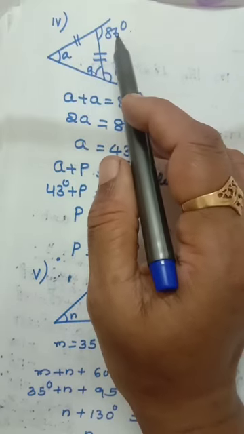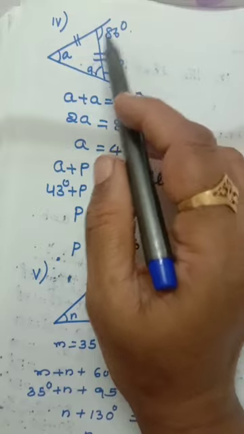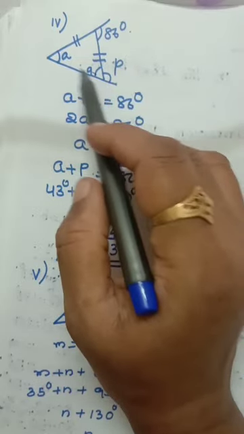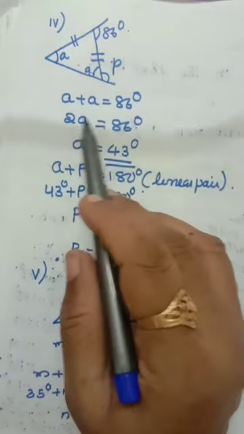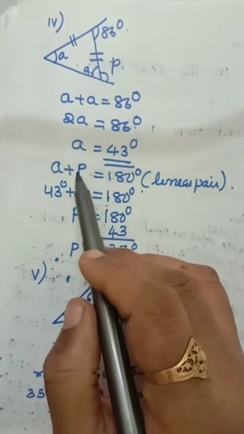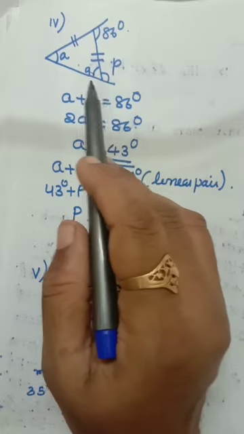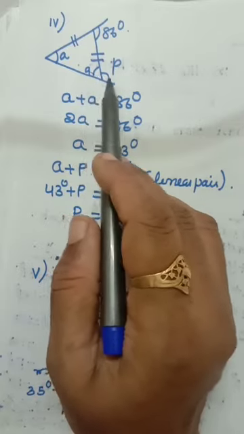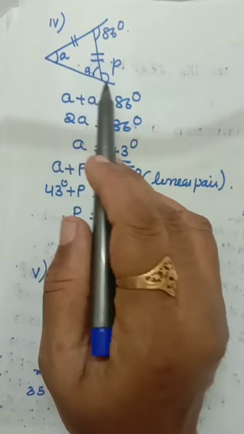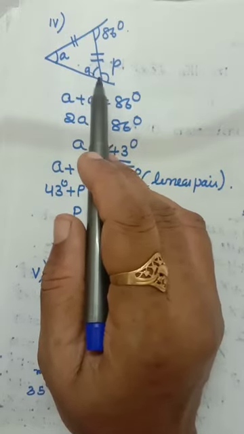A exterior angle given 86 degree. Exterior angle equal to interior opposite angles. See, A plus A equal to 86. You will get A equal to 43 degree. A plus B equal to 180. Why? Linear pair. Straight line, two angles you add, you will get 180 degree.